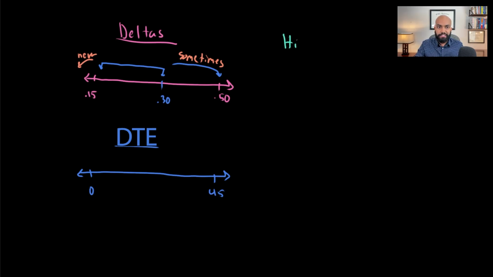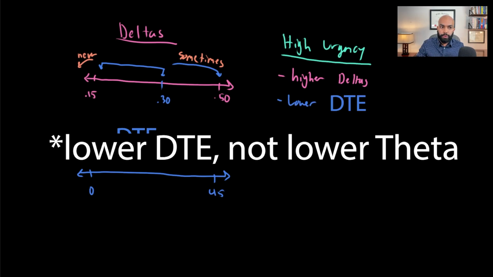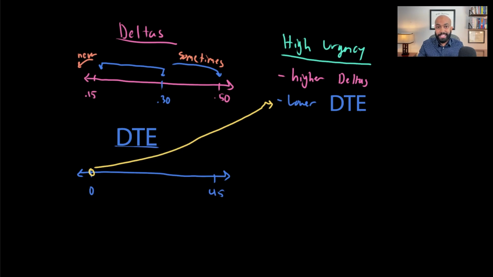So if you have high urgency, then you would trade higher deltas and lower theta. Now remember, this lower theta, that's what this is. Remember, 0 DTE, that means it's expiring today. That means if you sold a put option and it's in the money, you're going to get assigned the stock that day. If you sold a call option and it's in the money, you're going to be obligated to sell that stock that day.